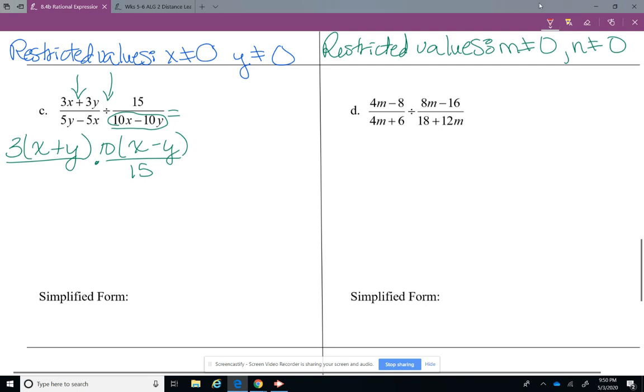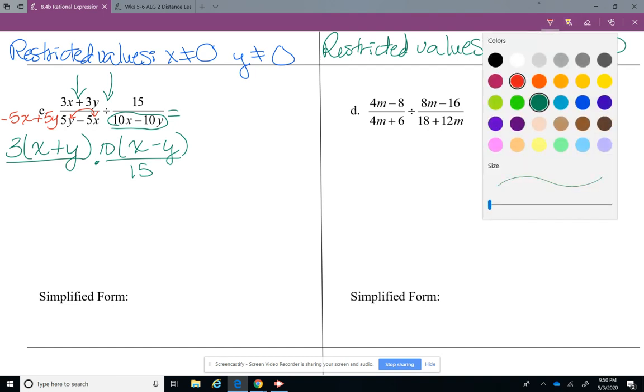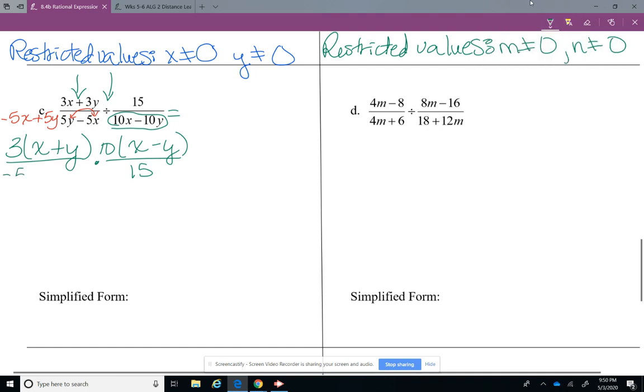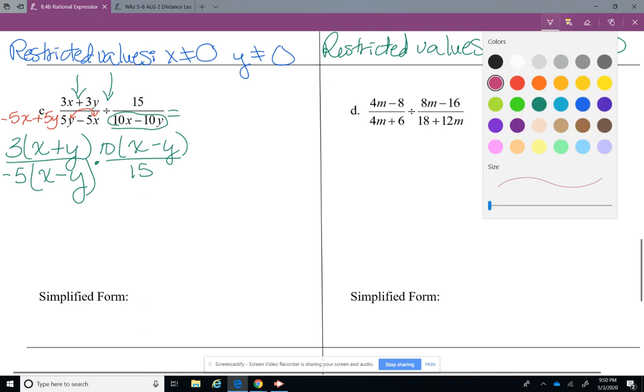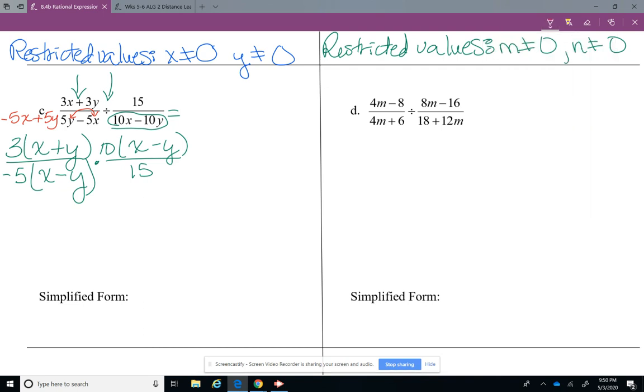And I'm going to take that and put negative 5x plus 5y. All I did was switch their order, kind of like a plus b and b plus a, okay? All right, now I'm going to pull out a negative 5 and do x minus y. Now, do you see how everything that I factored out had x and y, x and y, x and y in that order? Okay, now you see, because I factored it that way, I can cancel.